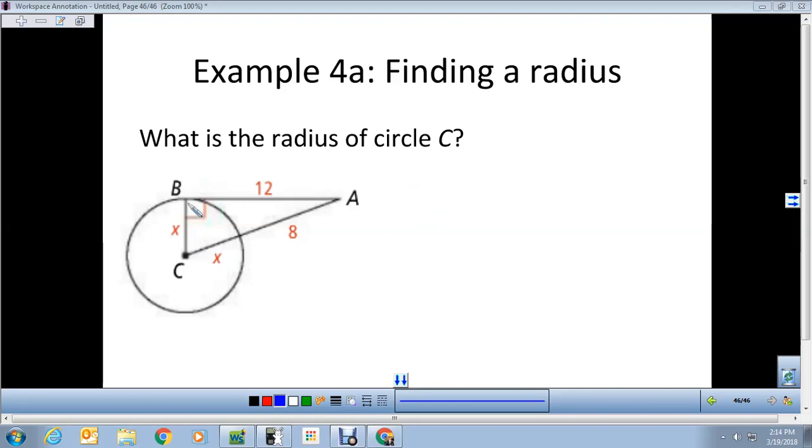So this leg is x, so we're going to have x squared. The other leg is from B to A, which is going to be 12 squared, equal to the hypotenuse squared. Now the hypotenuse is the distance from A to C. So the distance from here to here is 8, the distance from here to here is x, so the entire distance is going to be found by adding our two segments, x plus 8.